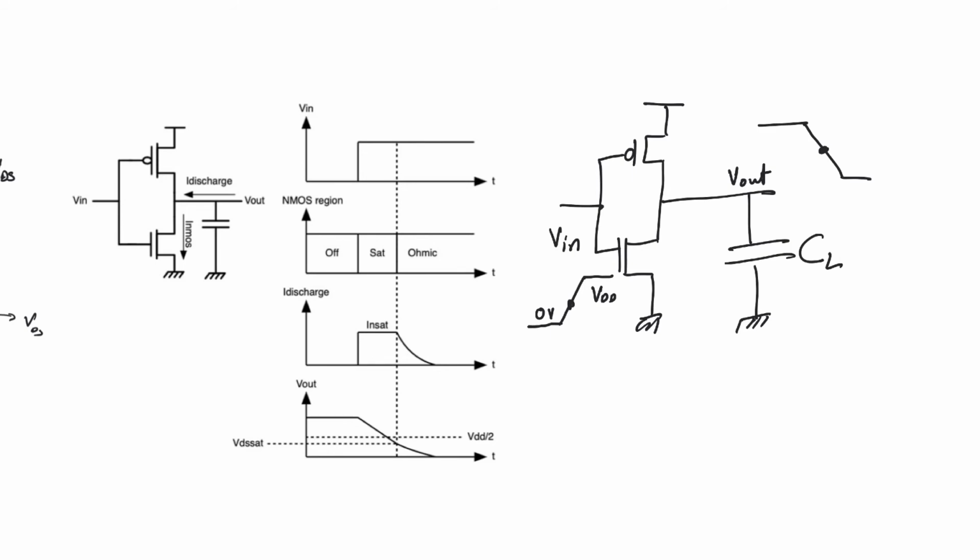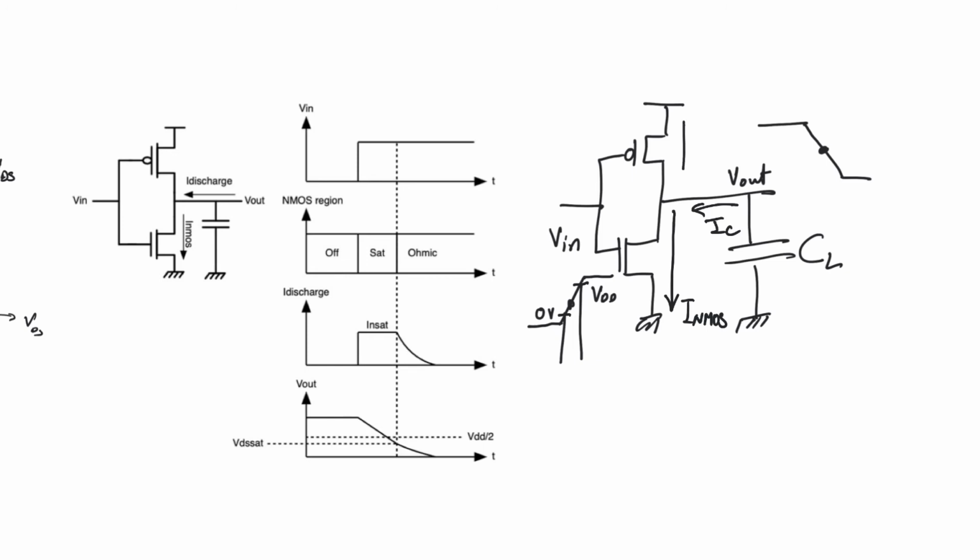Now, the problem is with a finite input slope, we have a range of voltages where both NMOS and PMOS are on. In fact, any voltage above V threshold N and below VDD minus V threshold P is a voltage that allows both transistors to be on. Now, assume we are trying to discharge the capacitor. So the current in the NMOS, we have always assumed was the current in the capacitor.